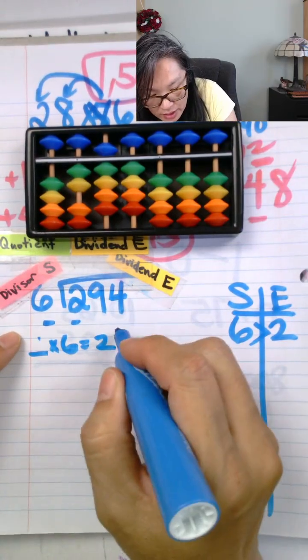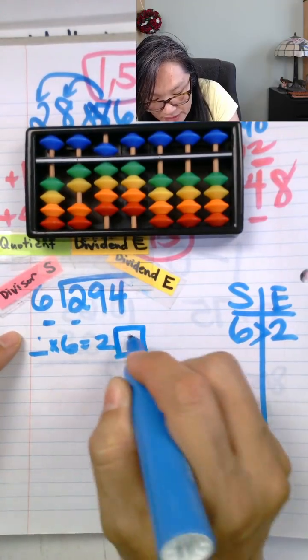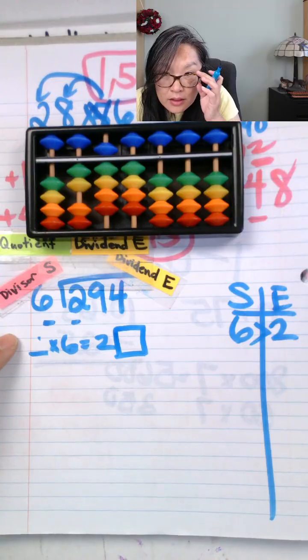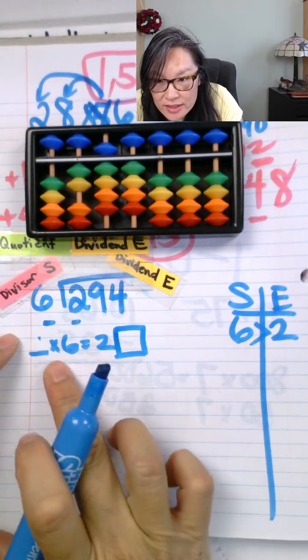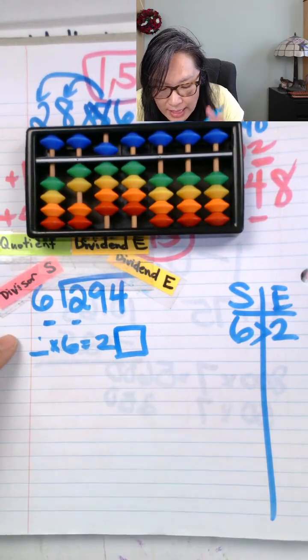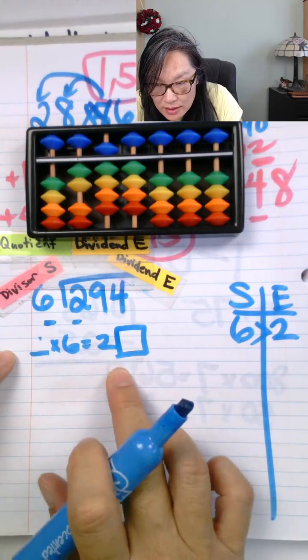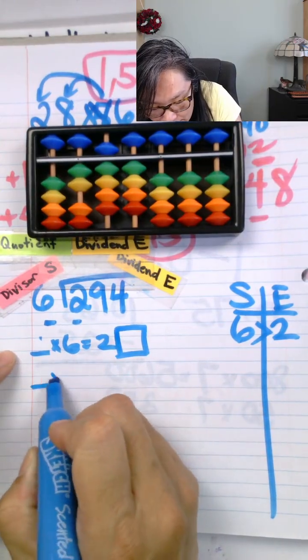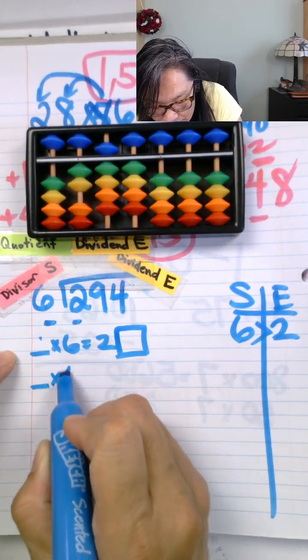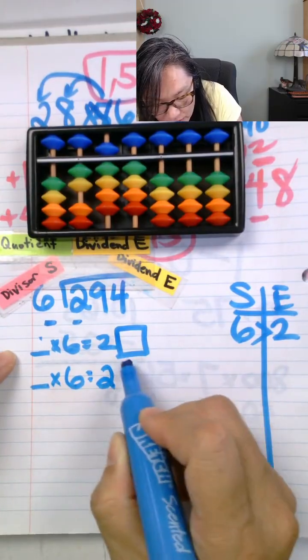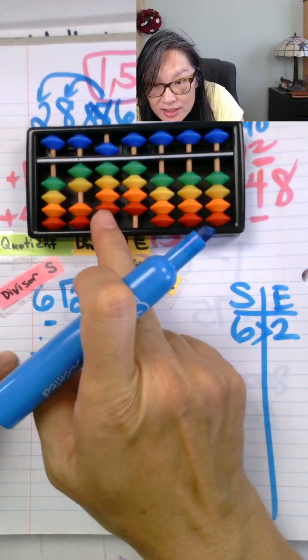No, that's not enough, right? We need to fill this. Does that make sense? Because there's no such thing as something times 6 equal to 2 in abacus world, in a multiplication fact. This doesn't make sense. But this does: something times 6 is equal to 20. What's our next digit? Our next digit is this, the 9.